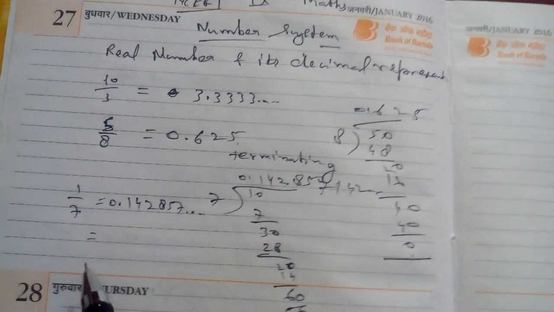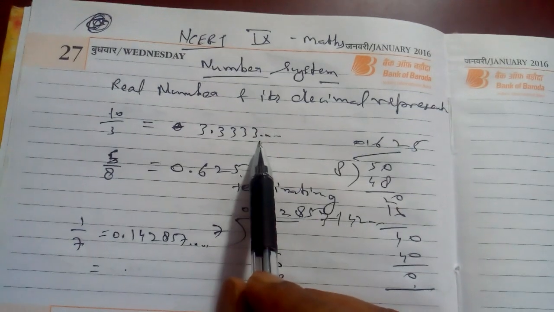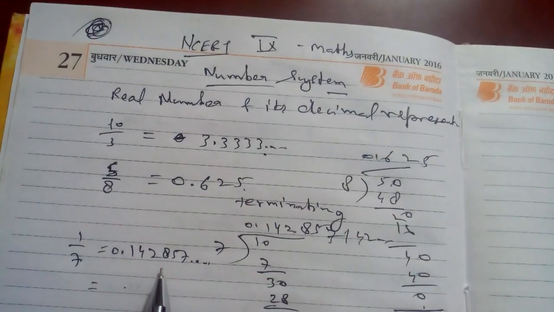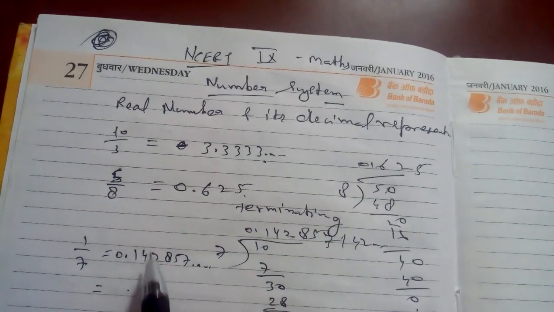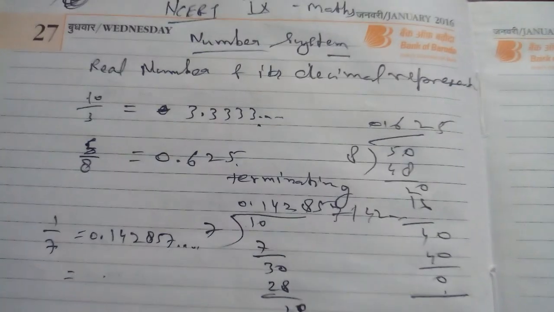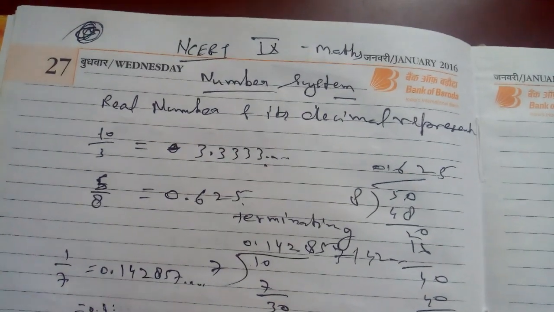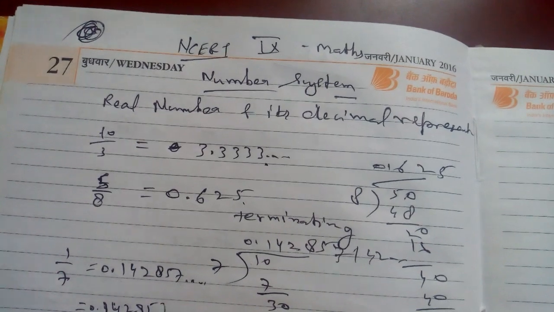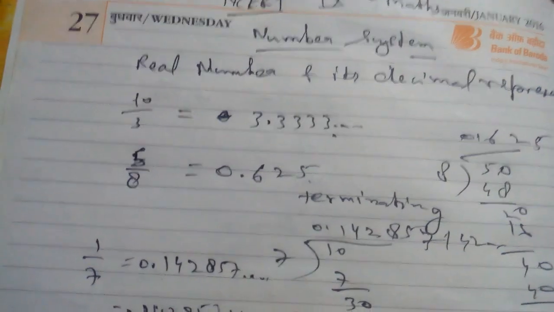So you are getting a non-terminating decimal. Sometimes you get the same remainder continuously, but here you get it after some distance: 1 4 2 8 5 7, 6 places. Again 1 4 2 8 5 7, and so on infinite times. This is a repeating block, which is called the repeating block.